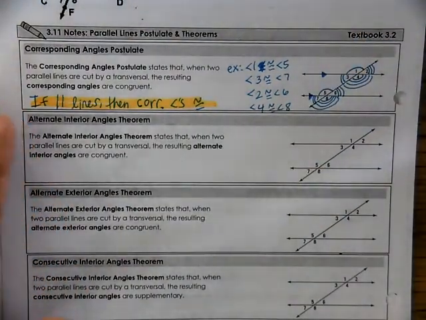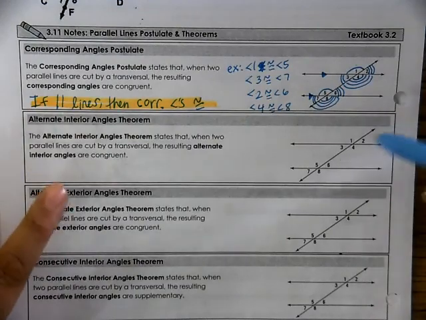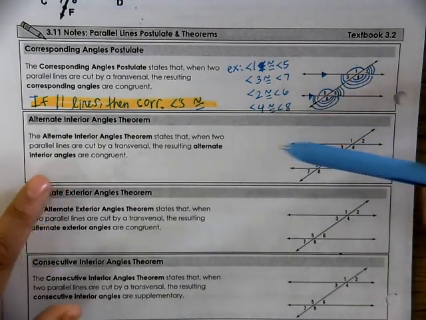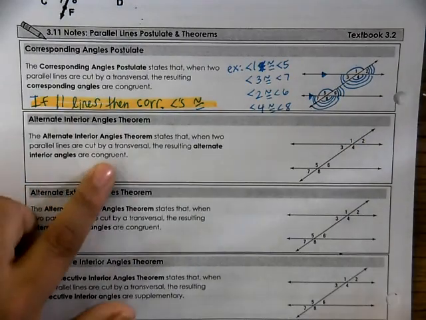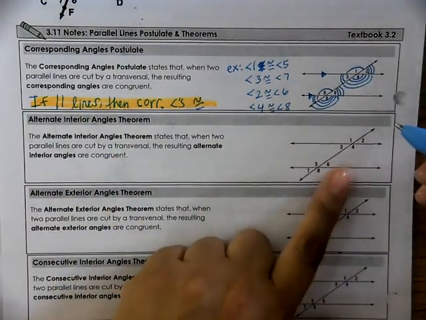Okay, so that's the first one. Here's the next one. Alternate interior angles theorem states that when 2 parallel lines are cut by a transversal, the resulting alternate interior angles are also congruent. So let's find them in the diagram.